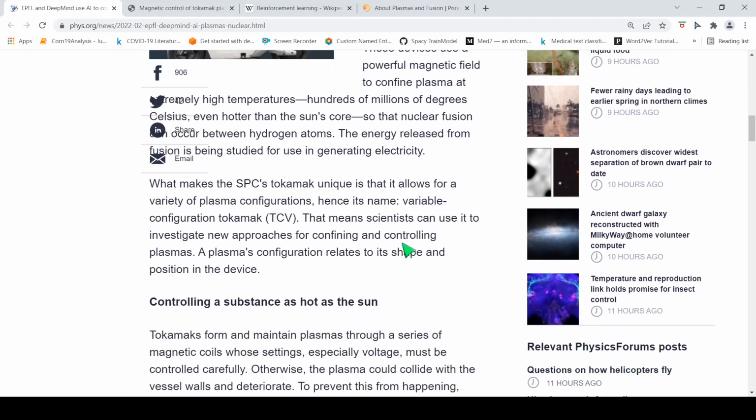Okay, and this SPC's tokamak is unique because it has a variety of plasma configurations, hence its name, variable configuration tokamak. Scientists can use it to investigate new approaches for confining and controlling plasmas, and a configuration of a plasma relates to its shape and position in the device.